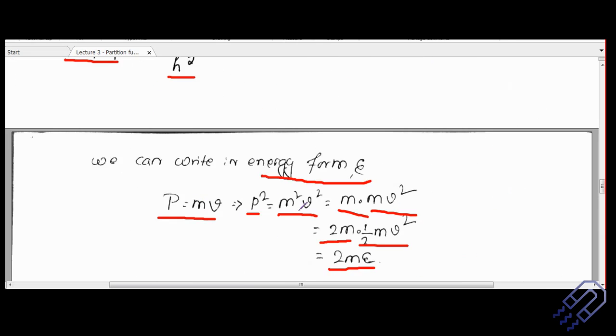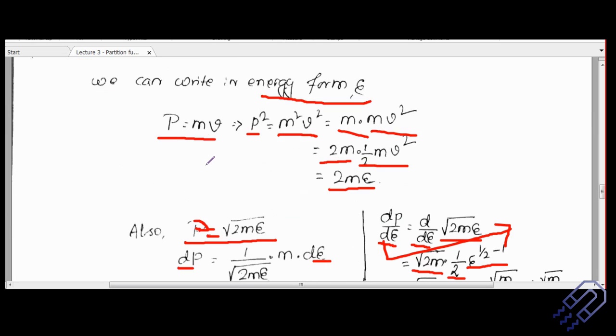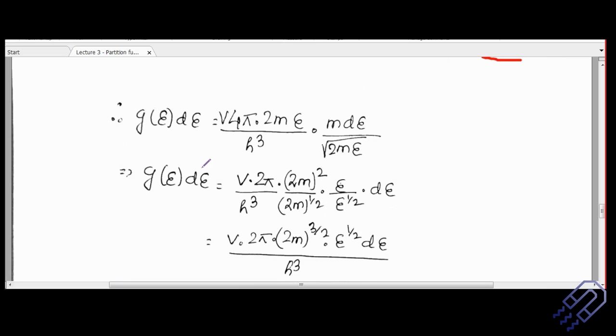So what I did was I had the form in terms of momentum, and now I changed everything in terms of energy. To change in terms of energy, I should know what is dp, which I've just now found out. I should know what is p, which we also have found out. So what we are going to do is replace. That means this will now be g epsilon d epsilon. I'm going a bit fast because I think this is very simple, and anyway I'll put the recording. You can always pause and watch it. So this is g epsilon d epsilon.